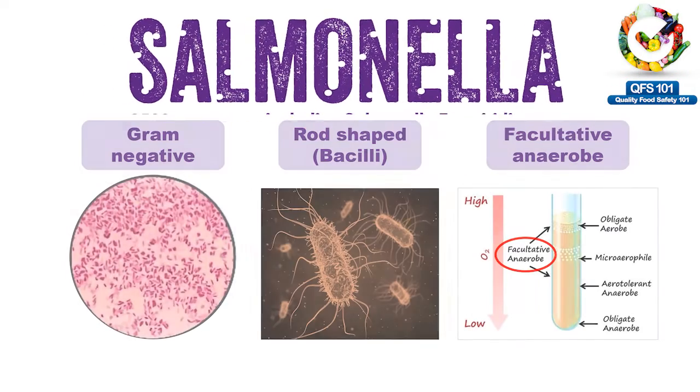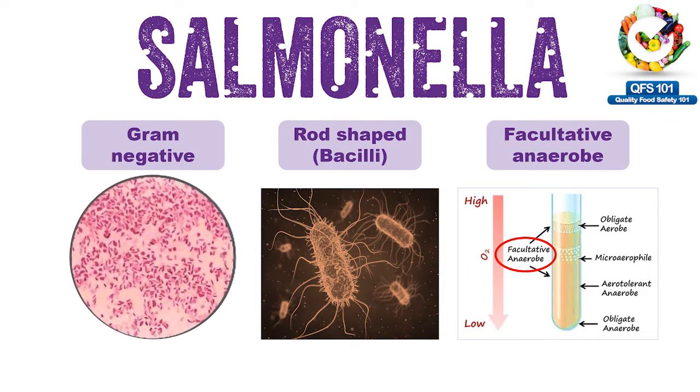Salmonella are gram negative microorganisms, which means that during gram staining they will give a pink or red color. They are rod shaped bacteria called bacilli, and they are facultative anaerobes, which means that they can grow with or without oxygen. Although they prefer to grow with oxygen, even without oxygen or with a small quantity of oxygen they can still grow. So they are not dependent on oxygen availability.